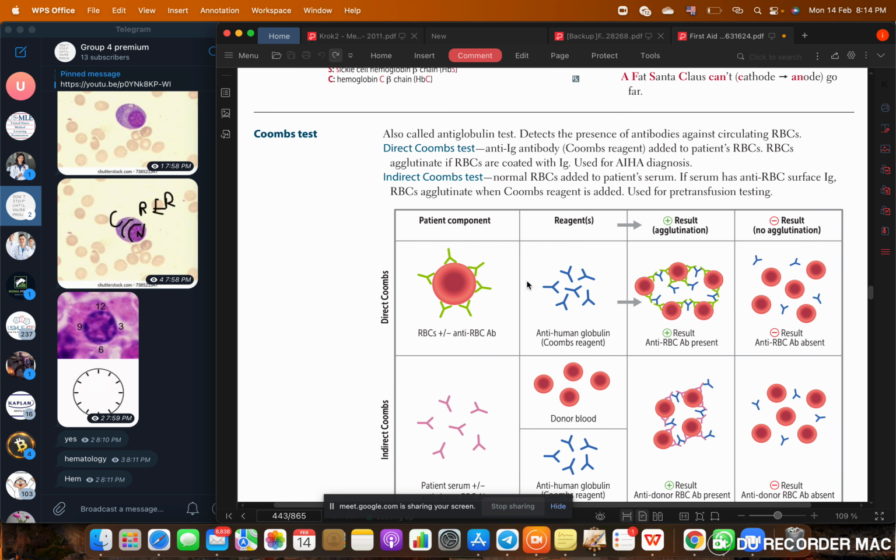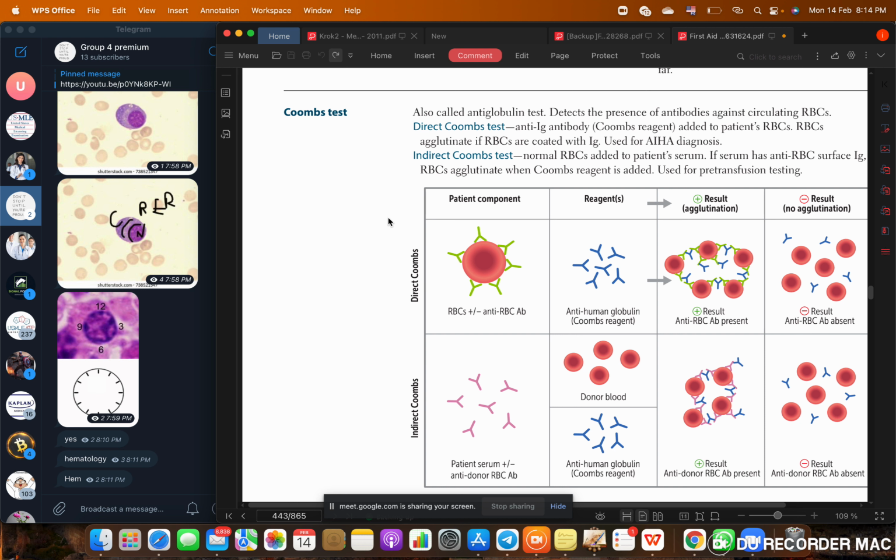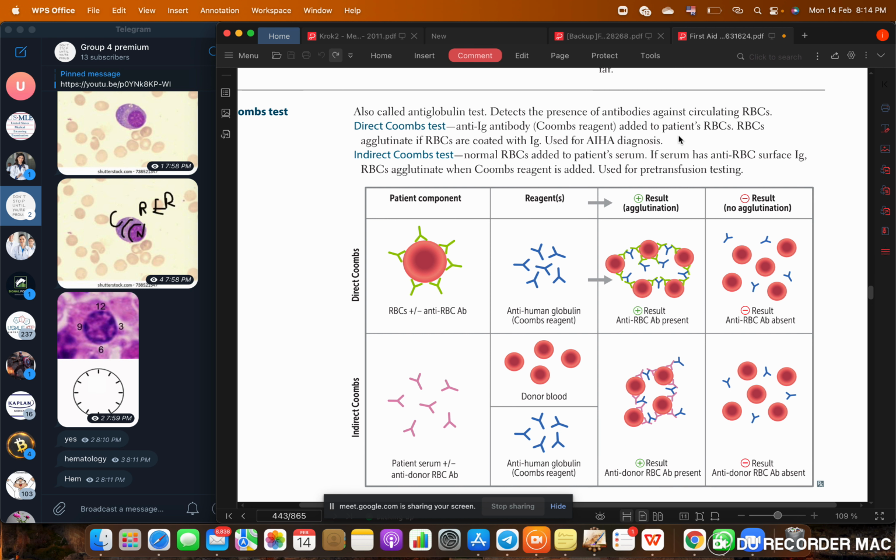It helps you to detect the antibodies either on the RBC or in the serum, also called the antiglobulin test. It detects the presence of antibody against circulating RBC. We have direct and indirect. The direct one is an anti-immunoglobulin antibody, Coombs reagent, added to the patient RBCs, and the RBCs agglutinate if the RBCs are coated with Ig, used for autoimmune hemolytic anemia.